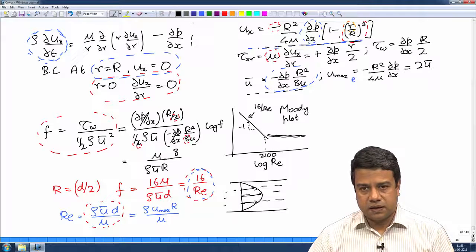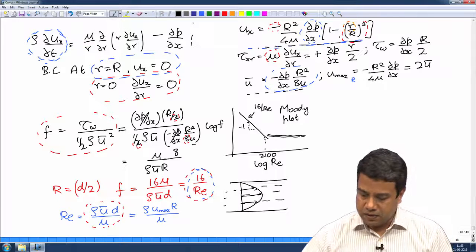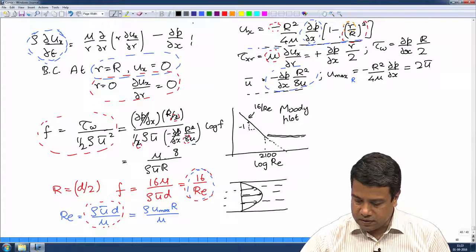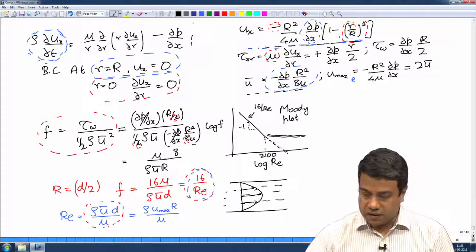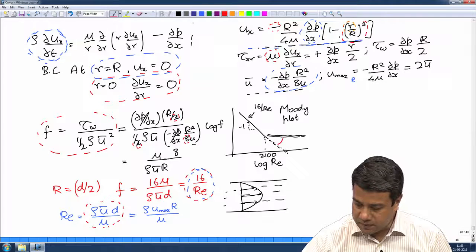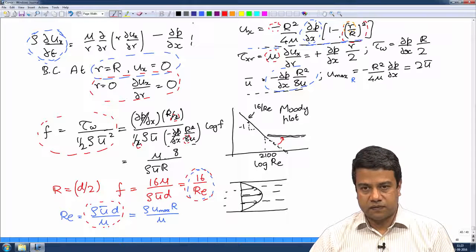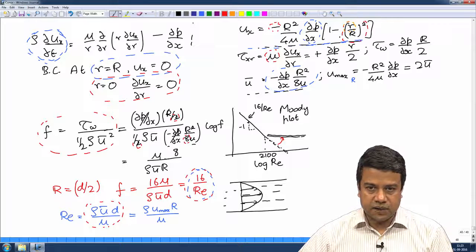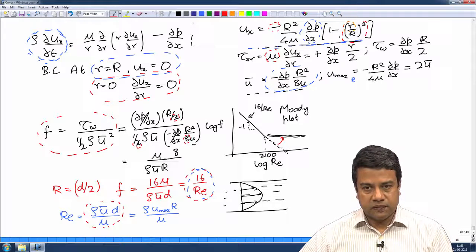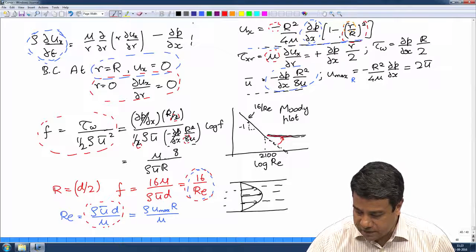And at a Reynolds number of about 2100 a transition takes place. This law is no longer satisfied, and there is a transition to some other velocity profile in which the friction factor is much higher than what it would have been for a laminar flow. For a laminar flow, if I had extended this line of slope -1, the friction factor that I would have got is much lower than the friction factor that is actually observed in experiments.